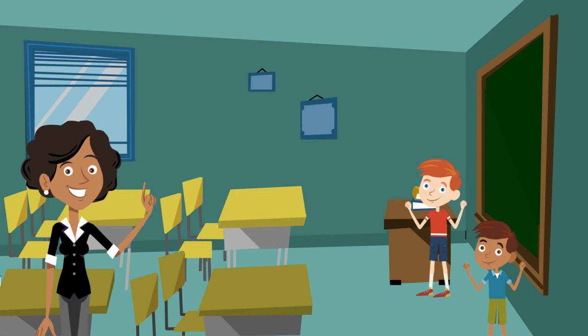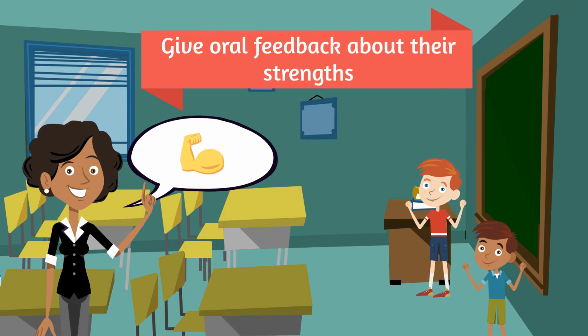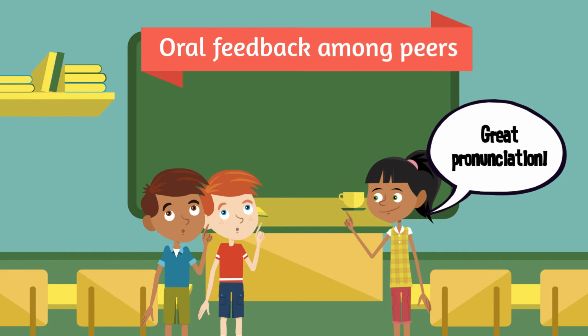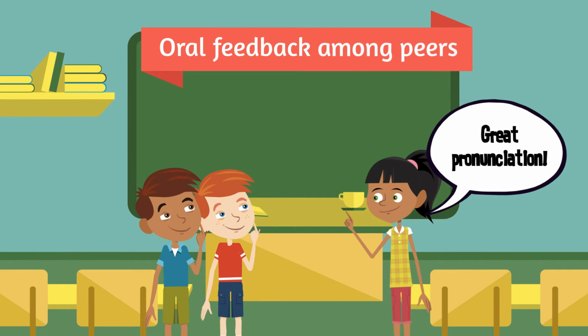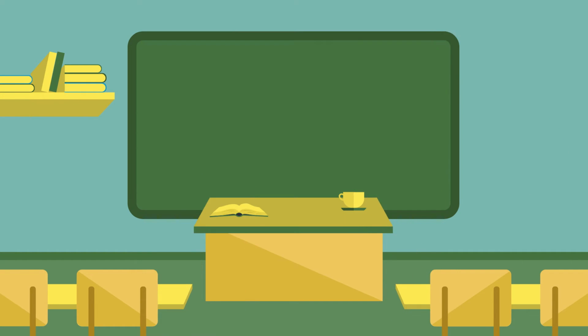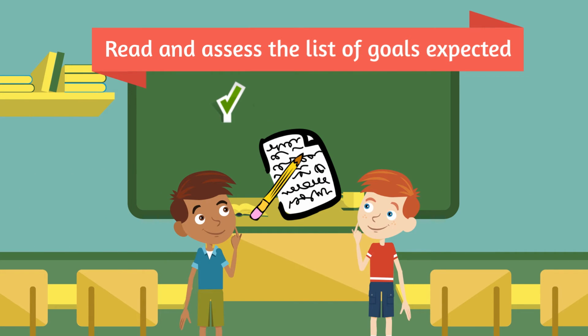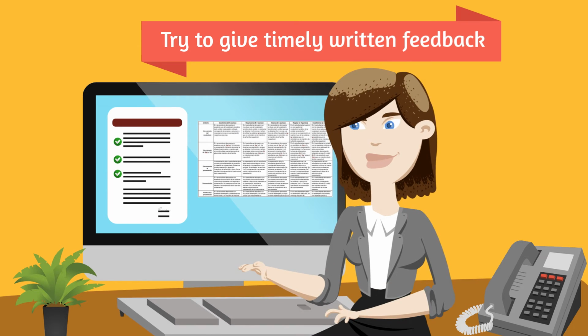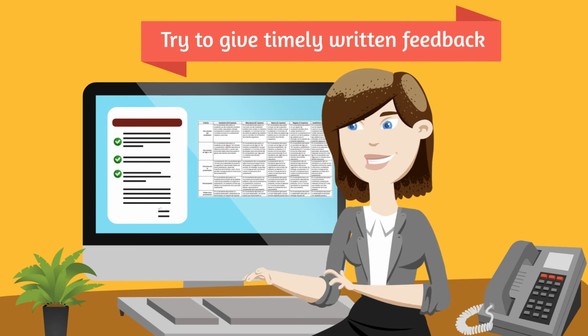After students present their role plays, give them brief oral feedback about their strengths in their performances. Leave mistakes aside in order to avoid students' discouragement. Ask your students to give oral feedback to their peers. Sometimes this feedback may be even more meaningful to them. Make learners read and assess their list of goals to see if they met them after the role play. Try to give timely written feedback along with an analytic rubric stating what was good in the students' performances and the areas they need to work on.